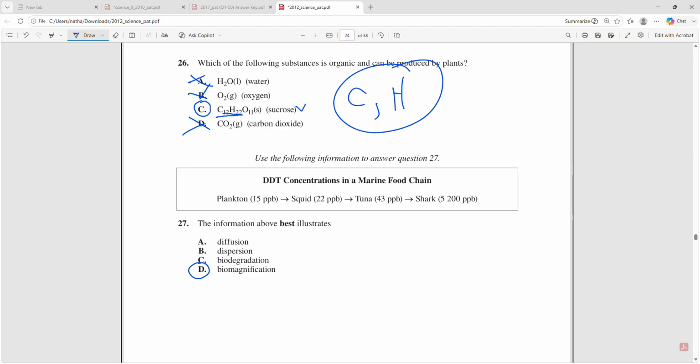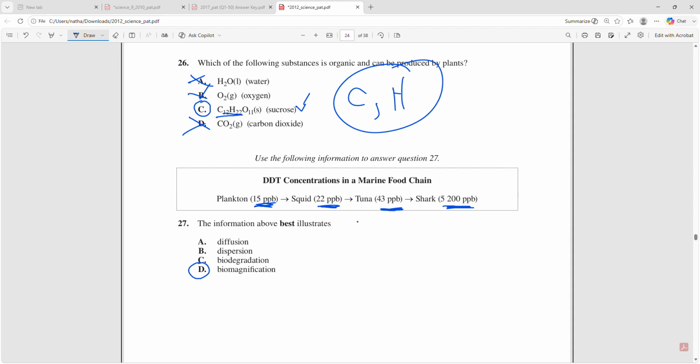There you go. Next one, DDT concentrations in a marine food chain. So the plankton have 15 parts per billion, squid have 22 parts per billion, tuna 43, and the shark 5,200 parts per billion.